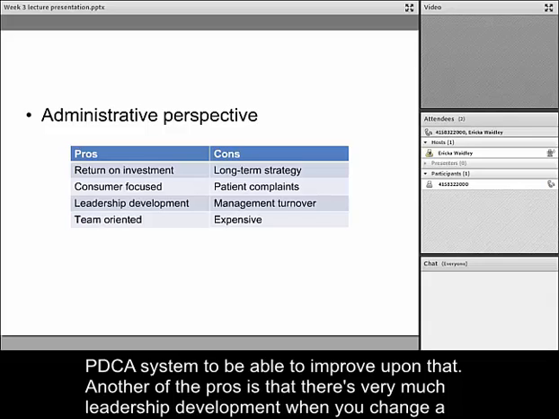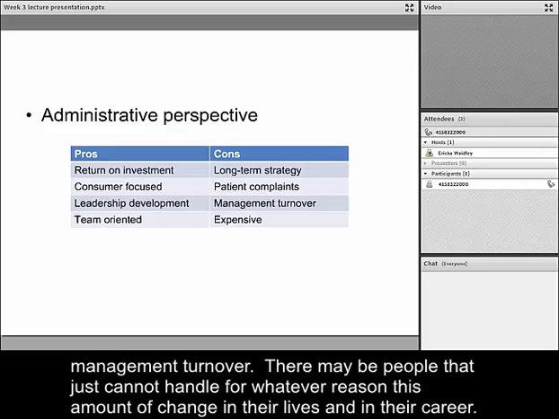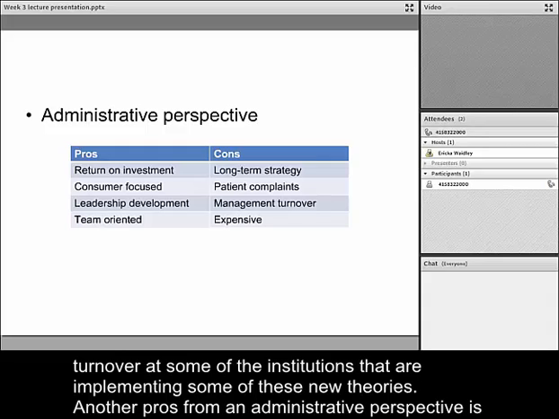Another of the pros is that there's very much leadership development when you change a culture and you change the management philosophy to lean thinking. But on the other hand, just like staff levels, you may have more management turnover. There may be people that just cannot handle, for whatever reason, this amount of change in their lives and in their career, so that you can have management turnover. And as I said, in the past 10 or 12 years, there's probably been an increase in CEO and COO turnover at some of the institutions that are implementing some of these new theories.